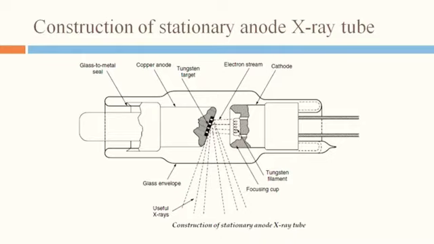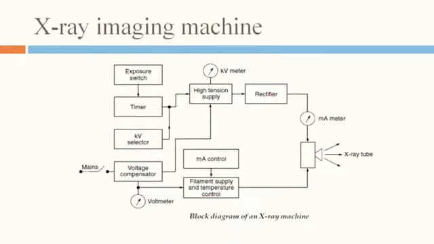Now moving to the next concept, the X-ray imaging machine: how it is constructed and how it works. On the diagram you are seeing the block diagram of the X-ray machine, showing the basic subsystems. There are two parts of the circuit. One is for producing a high voltage, which is applied to the tube's anode and cathode, and comprises a high voltage step-up transformer followed by rectification.